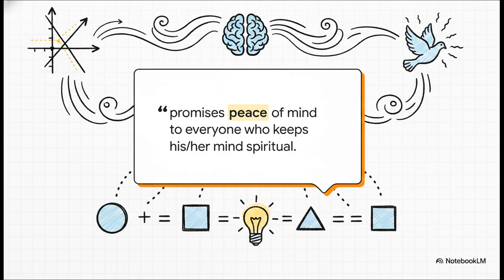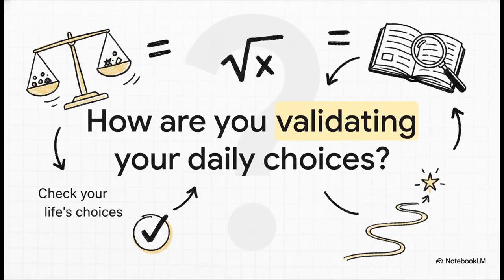It references Romans 8, verses 6 through 7, noting the promise of peace of mind to everyone who keeps their mind spiritual, a core idea in this educational approach. Which leaves us with this final, provocative thought from the text to ponder today. If finding truth in math requires such careful observation, estimating, and rigorous testing, how do we validate our daily choices to ensure they bring peace instead of hurt?